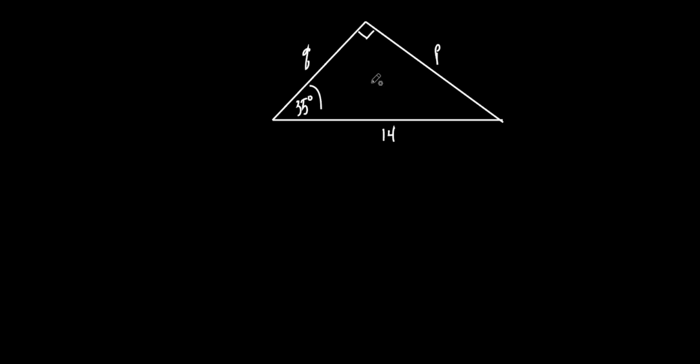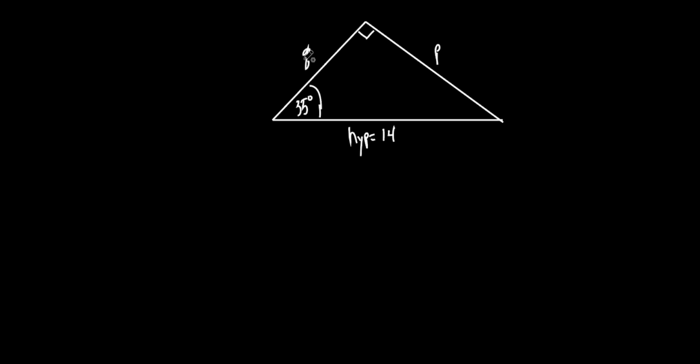Well, what do they tell us? They tell us this is 14. What is this side of this right triangle? This is my hypotenuse, okay? Now, you could have used this angle, that 55, but why, right? No real reason to. We can use this one.